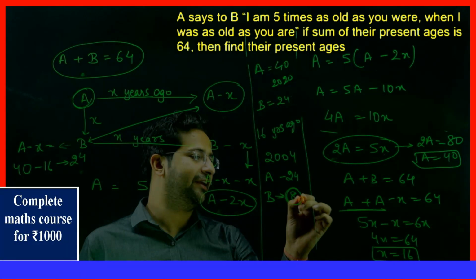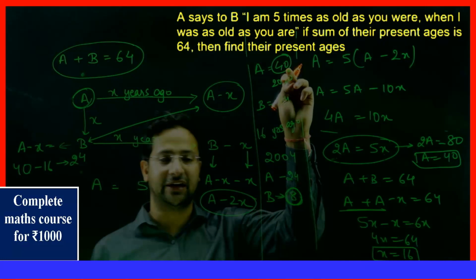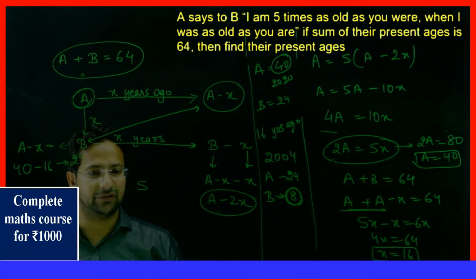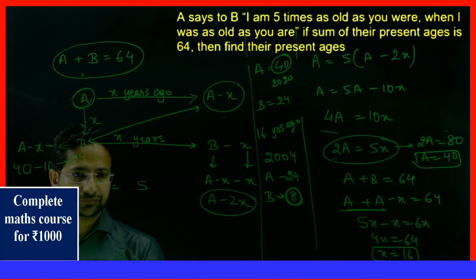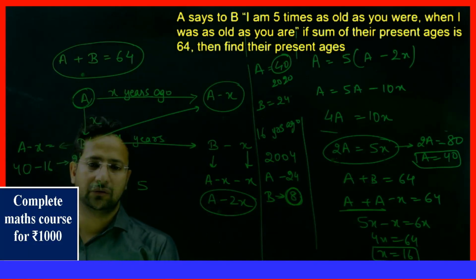A's current age is 5 times this one. Does it hold? Yes. 5 times this one is A's current age. So whatever we have got is the correct answer. Everything is matching. I hope it makes sense and it's clear to everyone. So A's current age is 40, B's current age is 24, and you've got your answer.